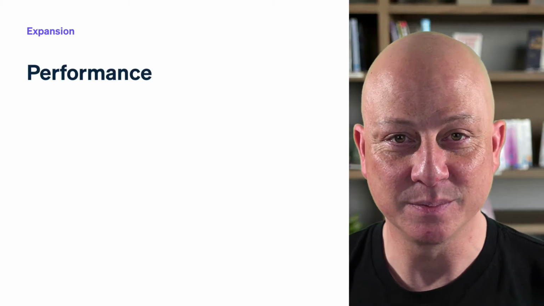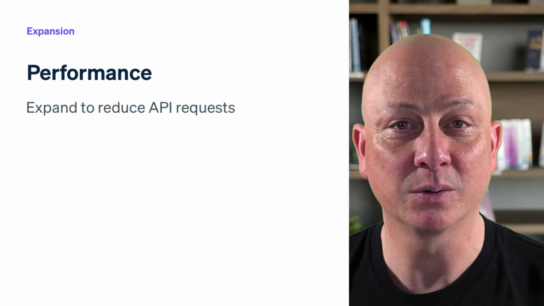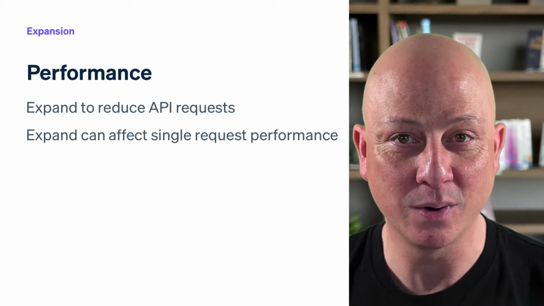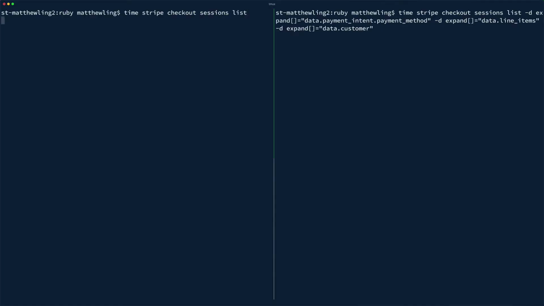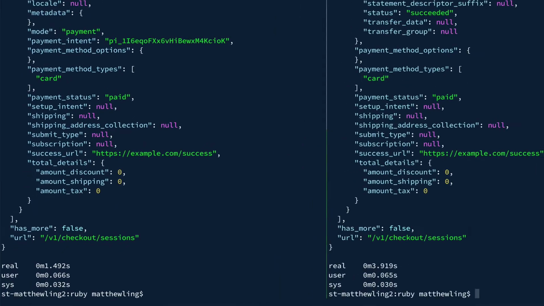Before we get started, it's important to note that while expansion can speed up your integration by decreasing the number of API requests that you make, expanding responses can impact the performance of a single request. To keep requests fast, try to limit the number of nested expansions on list requests and only expand objects that you're actually using.